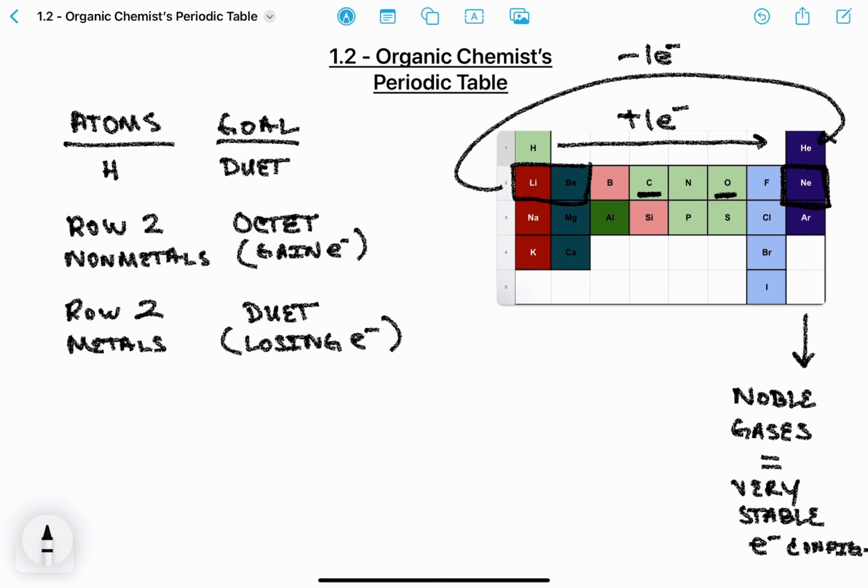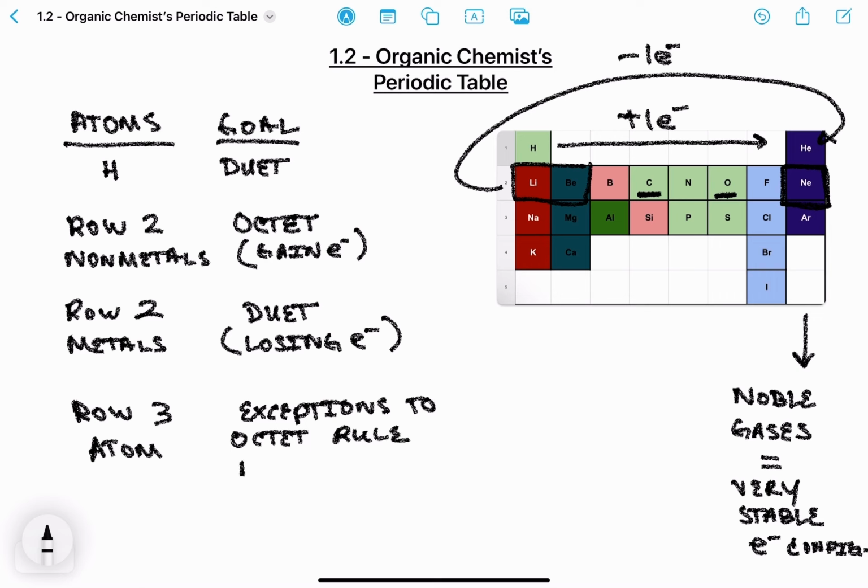Now, row 3 atoms are going to be the exceptions to the octet rule. The reason for that we'll talk about in a second. So they're the exceptions to the octet rule. They may or may not follow the octet rule.